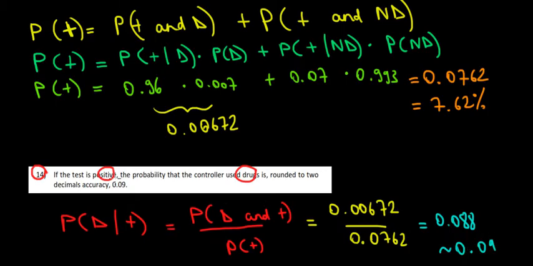And if we have a look at the answer key, it's also 0.09, so the answer is true. The probability that someone uses drugs given that the test score was positive is only 9%. Hope this makes sense, and we are done.